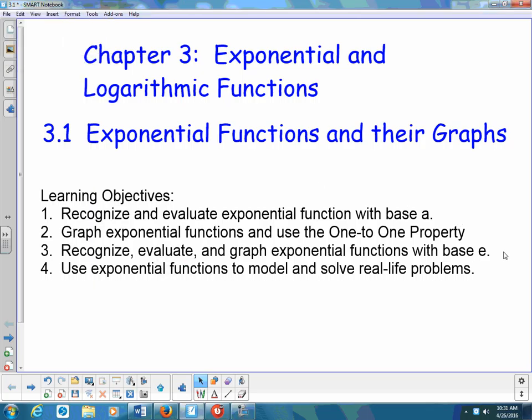We are looking at Chapter 3, Exponential and Logarithmic Functions. Section 3.1 is called Exponential Functions and Their Graphs. Your learning objectives are to recognize and evaluate exponential functions with base a, graph exponential functions and use the one-to-one property, recognize, evaluate, and graph exponential functions with base e, and use exponential functions to model and solve real-world problems.